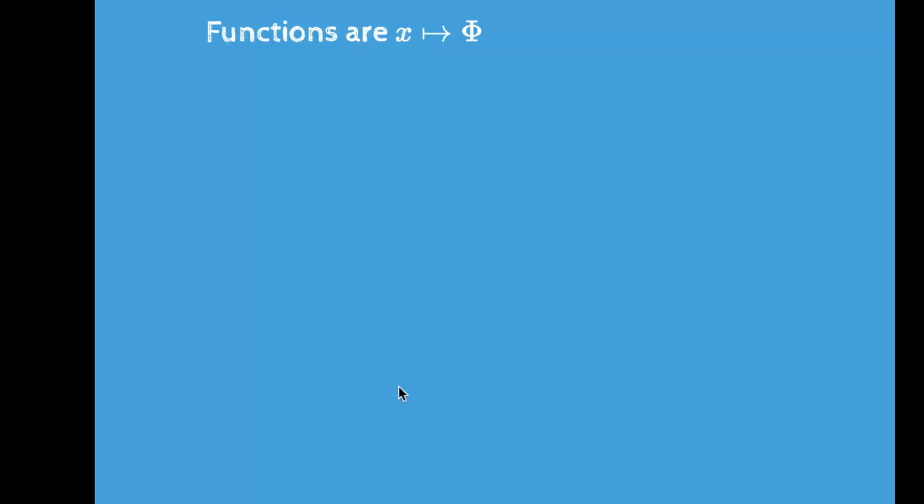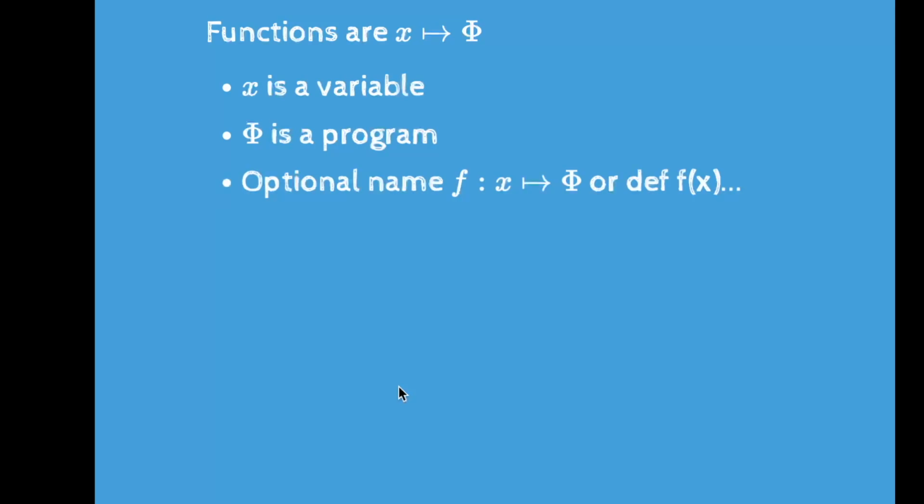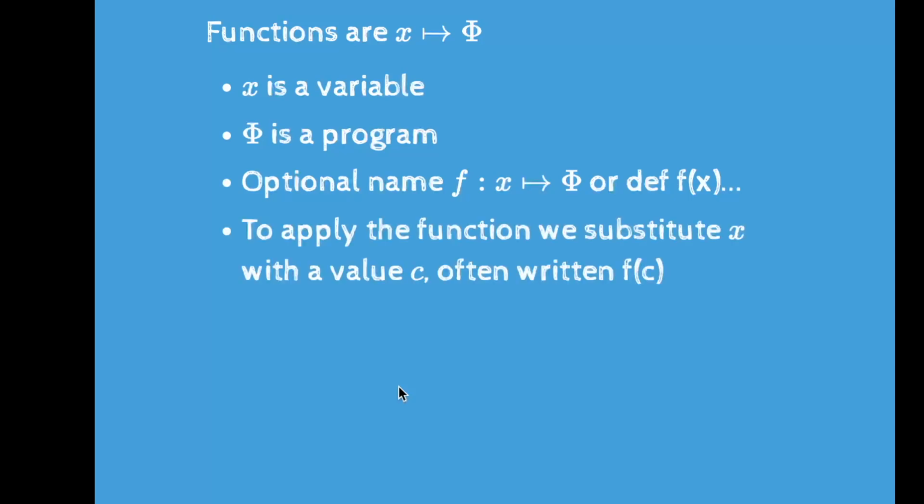The creation of a left inverse of an injective function calls for a special class of functions known as partial functions. Recall that a function just means symbols. X maps to phi. X here is a variable. Phi is a program. We can optionally name a function, such as with the letter f, or in programming languages after keywords like def. To apply a function, we substitute the variable x with some value, say c. This is often written f of c. The rules for substitution have to be carried out carefully. We've seen that in another video.